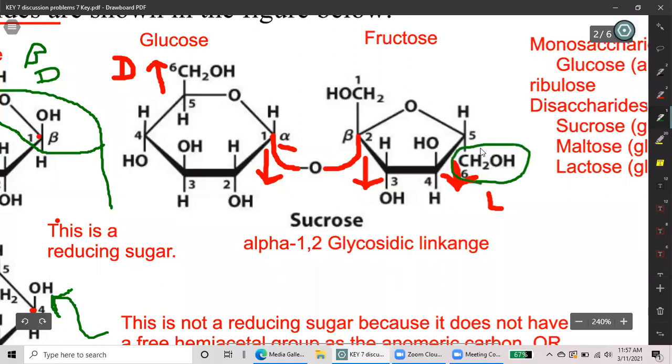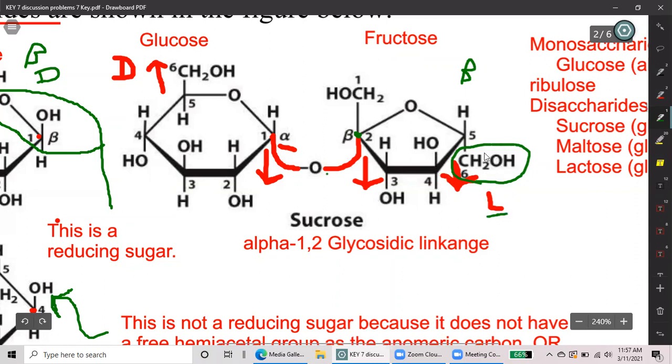Okay, so carbon number 6 is down. And then this is the anomeric carbon here, and it is going down. So that means that they're both down. So this is cis and this is beta. Now we have to determine if this is D or L. Well, carbon number 6 is going down, so it's L.